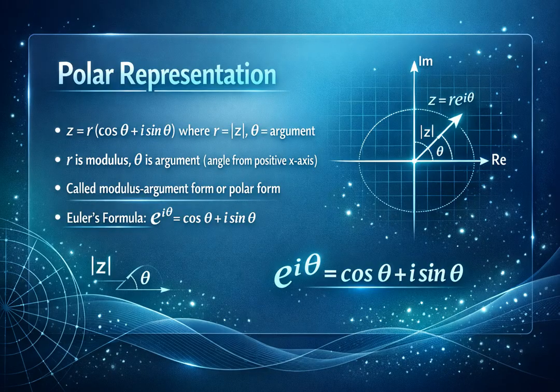Complex numbers can also be written in polar form. z equals r times cos theta plus i sine theta, where r is the modulus and theta is the argument, the angle from the positive x-axis. This is also called the modulus argument form. Euler's formula connects this to exponentials. e to the power i theta equals cos theta plus i sin theta.